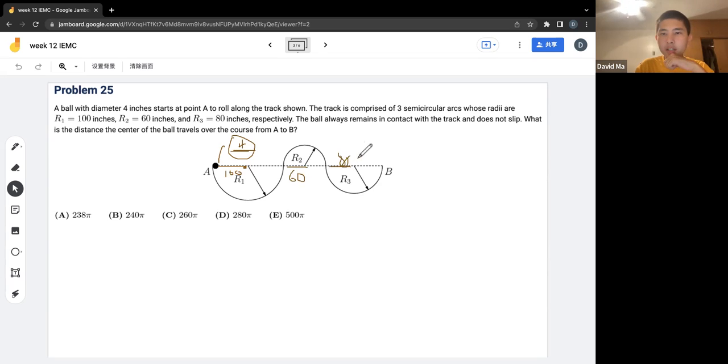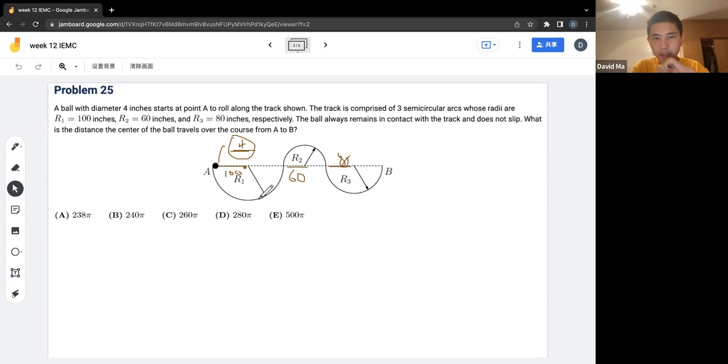The ball remains in contact with the track and does not slip. So what this means is that it always sticks to the surface of the track. What is the distance the center of the ball travels over the course from A to B?